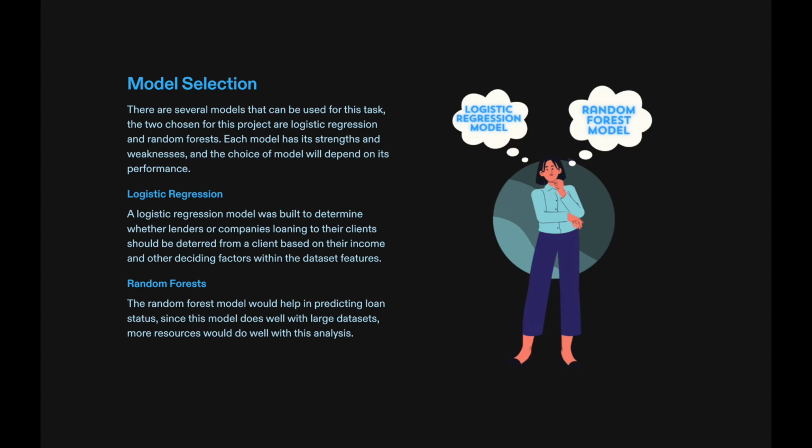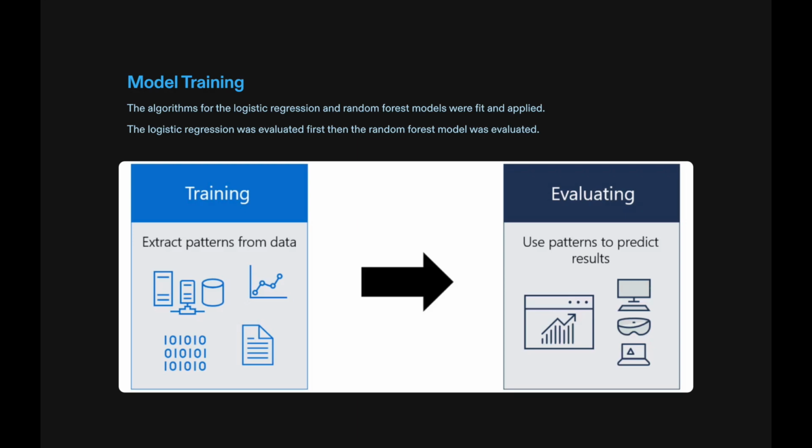The key benefits to a random forest model are that it has a smaller risk of overfitting the data, its flexibility, and it also makes it simpler to determine important features. Overfitting data can lead to inaccurate readings as well as predictions because the parameters become biased to the sample that the data is collected from. The algorithms for the logistic regression and random forest models were fit and applied to the prepped and split data using the scikit-learn module. The algorithms find and extract patterns from the data to be able to use those same patterns to predict results. The logistic regression was evaluated first, then the random forest model was evaluated second.